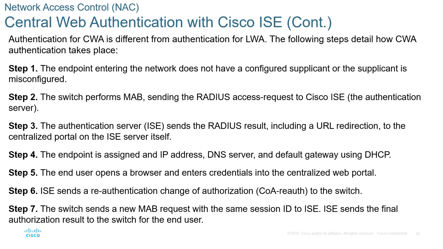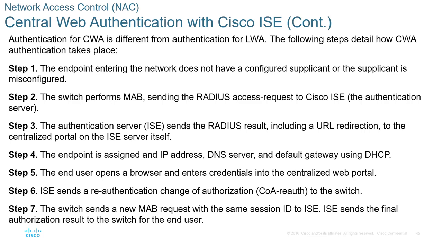First step, the endpoint enters the network, doesn't have a supplicant configured, or the supplicant is misconfigured. The switch will perform MAB, sending the appropriate RADIUS access request to the ISE. The authentication server, ISE, sends the RADIUS results, including the URL redirect, to the centralized portal on the ISE server itself. The endpoint is assigned an address, DNS server, and gateway using DHCP, temporarily allowing limited access.